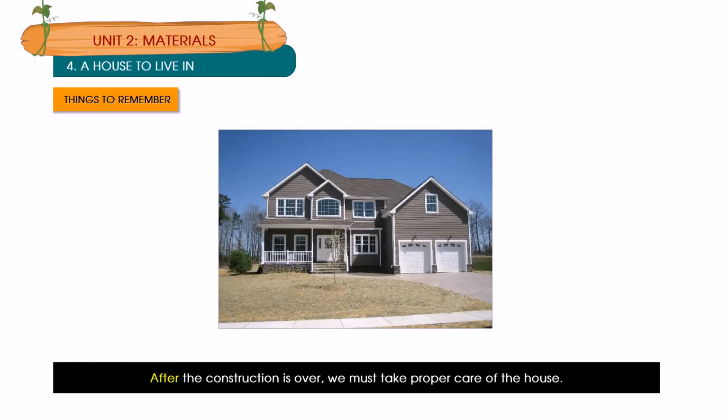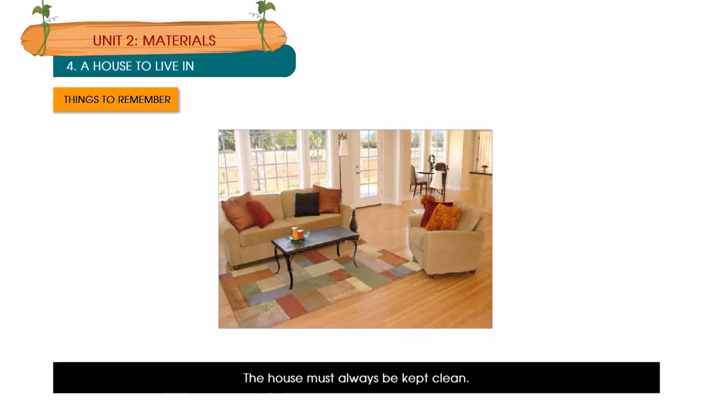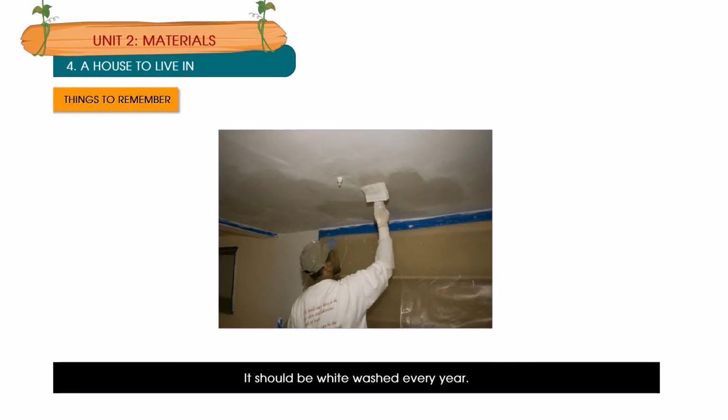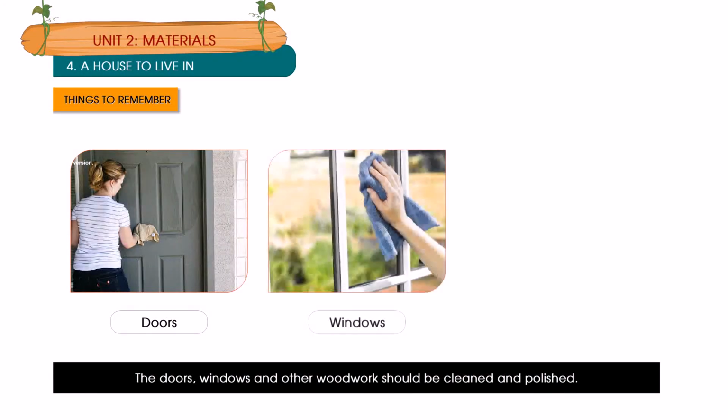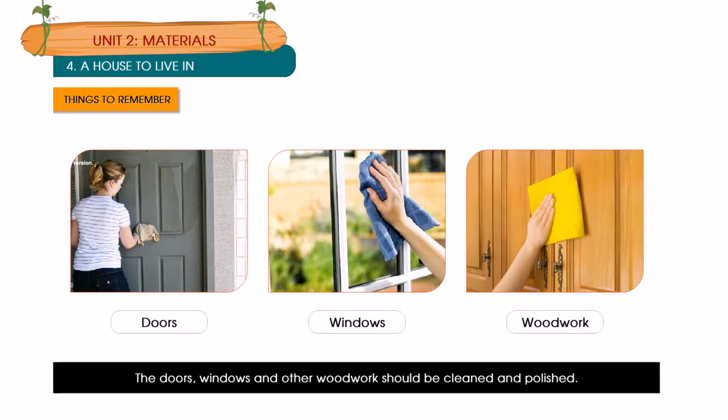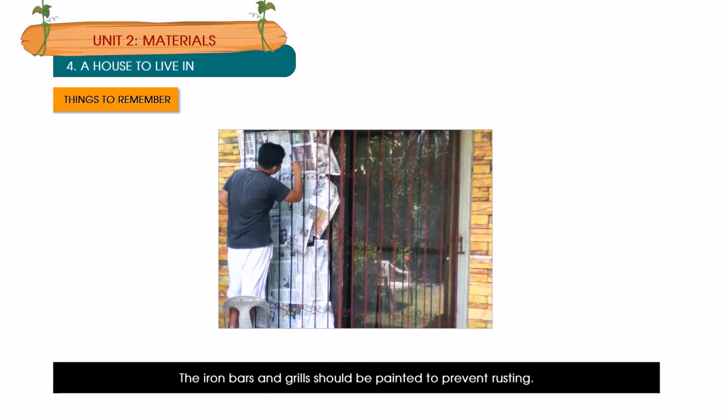After the construction is over, we must take proper care of the house. The house must always be kept clean. It should be whitewashed every year. This will check dampness, kill germs, and give a good appearance to the house. The doors, windows, and other woodwork should be cleaned and polished. The iron bars and grills should be painted to prevent rusting.